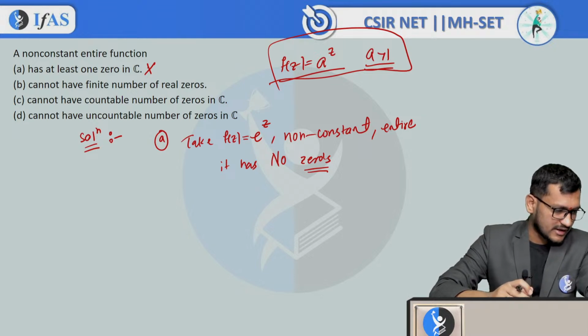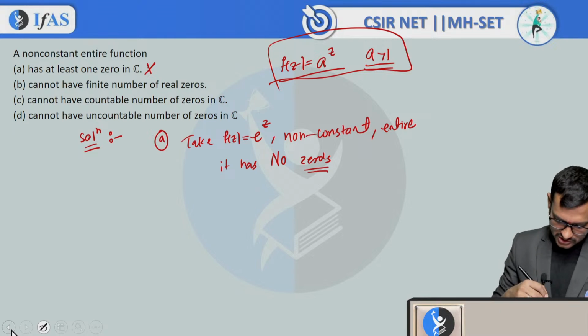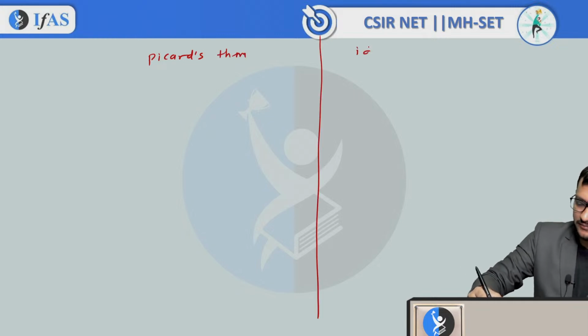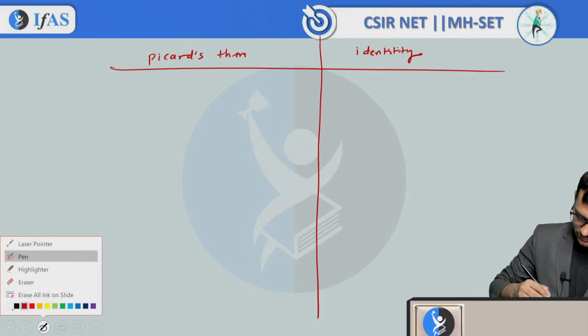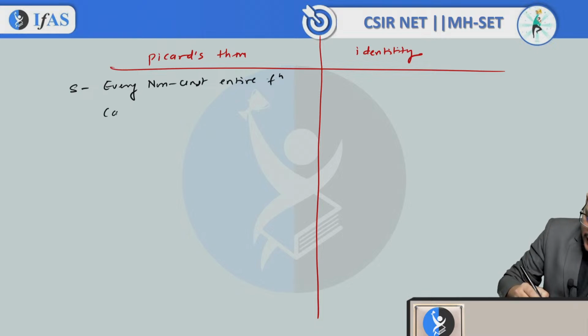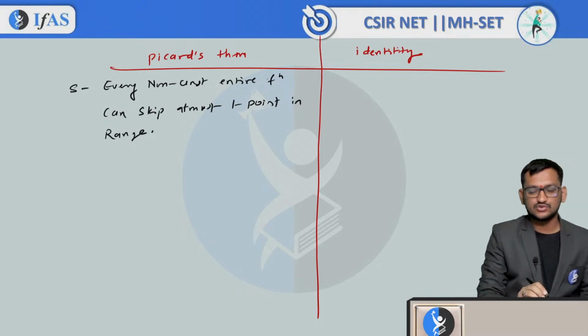Picard's theorem and identity theorem, what is the difference? So let's see. This is Picard's and this is identity. So what is the statement? Every non-constant entire function can skip at most one point in range. So in range it has permission to skip at most one point.